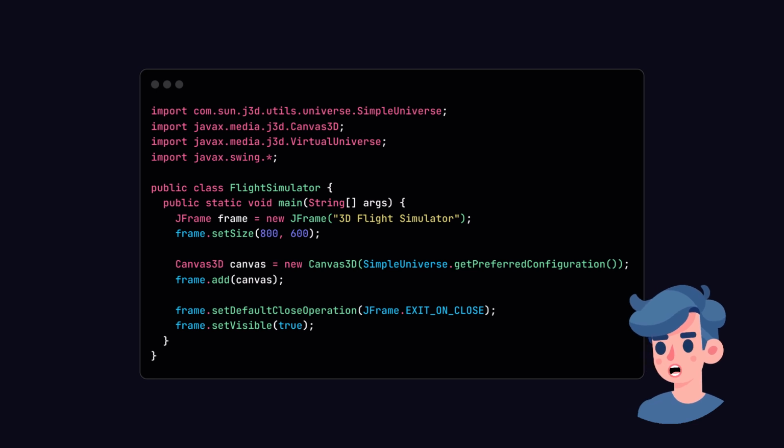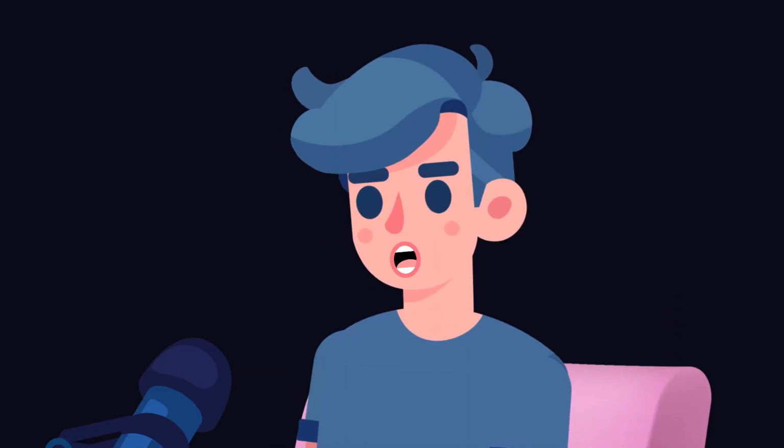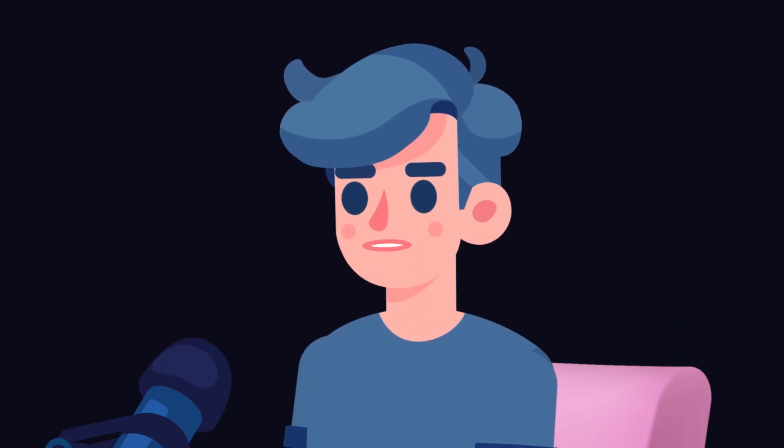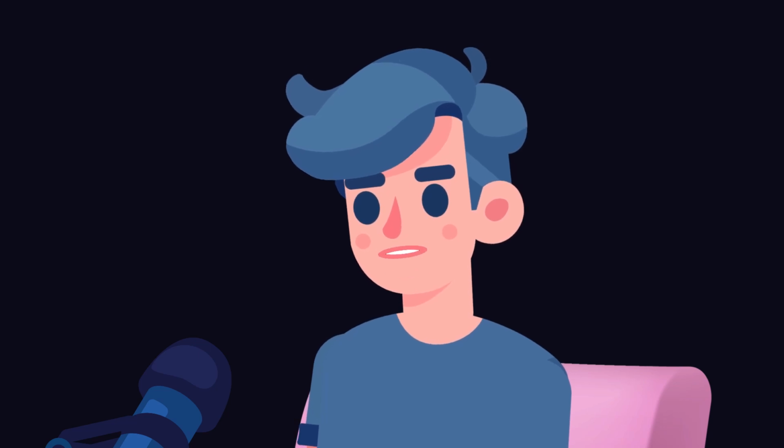Next, let's integrate the Java 3D library to render graphics inside our JFrame. We will create a simple canvas that will serve as our drawing area. We have now added a Canvas3D, which acts as a surface for rendering 3D graphics. It utilizes the SimpleUniverse class for preferred configuration.